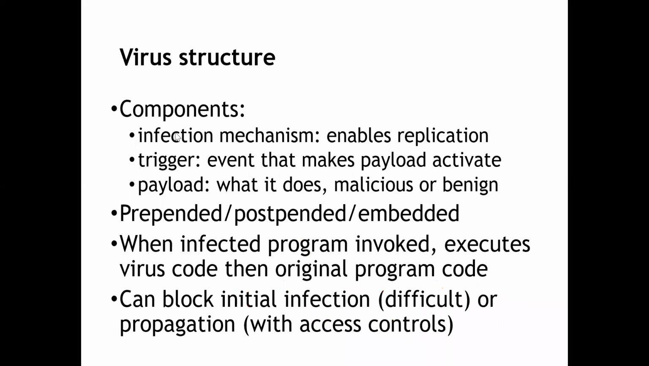Viruses have different components. We have the infection mechanisms. These are the ways in which it can propagate or replicate. How can they move from one place to another? Because they aim at transmitting themselves from one place to another. Those are the infection mechanisms. Then, of course, we say they have a trigger. In this trigger, an event must occur that makes the payload active.